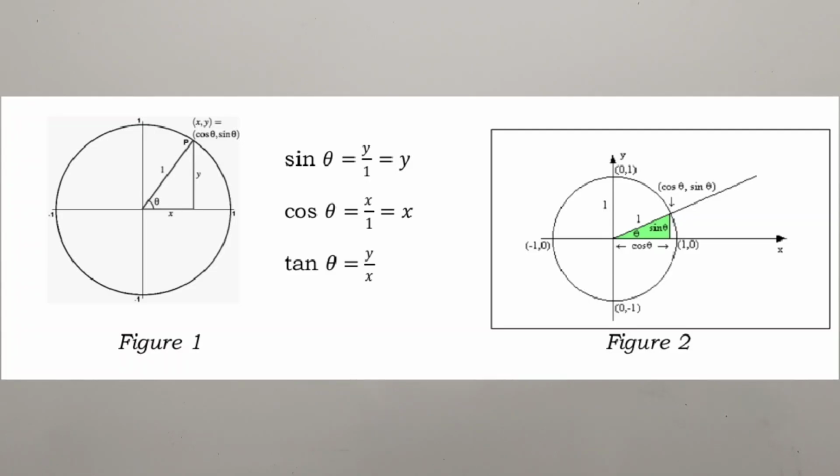To begin with, recall the following information taken from the figure. Take note that sine theta equals y, cosine theta equals x, and tan theta equals y over x. We will now illustrate the domain and range of these functions. By definition, domain is a set of all the possible values of the independent variable, and in the case of the circular function, these independent variables are the values of theta.